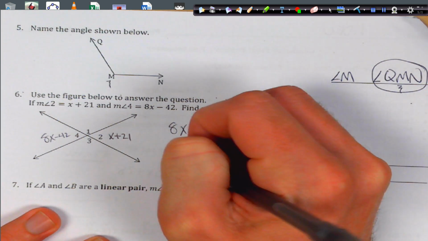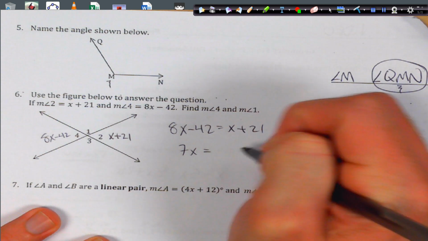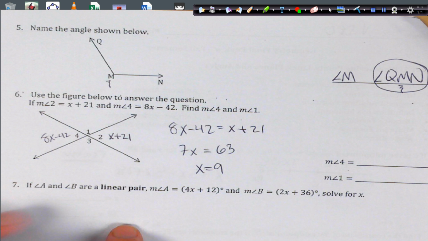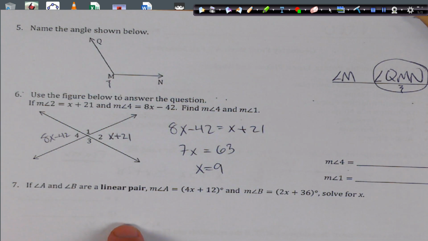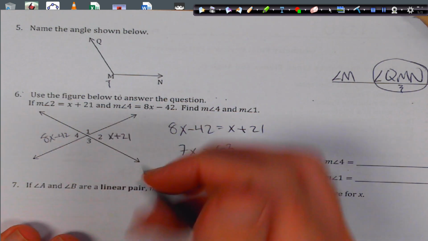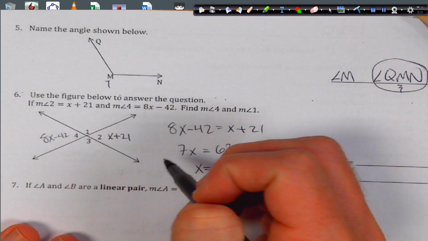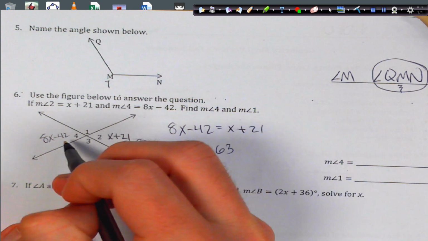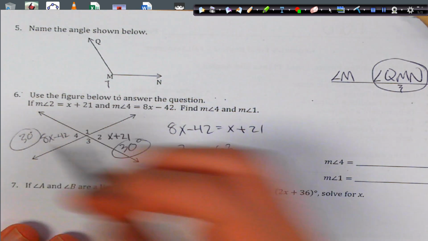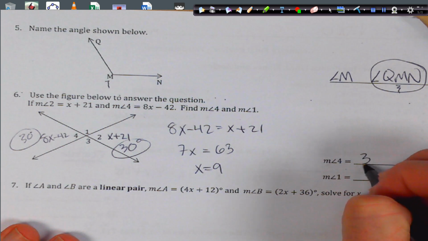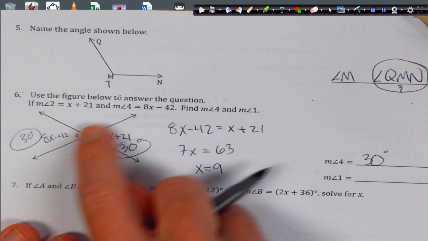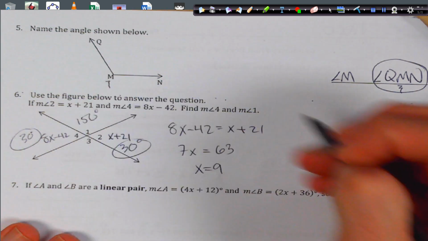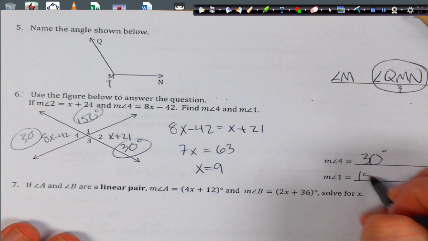Subtract that, you get 7x. Add the 42 over, that's going to be 63. Divide by 7, you get x equals 9. It didn't ask me to find x, that's just what we had to do. So angle 2 is going to be 9 plus 21, which is going to be 30 degrees. So that means this is also 30 degrees because angle 4 and 2 are vertical. And then 1 and 4 are a linear pair, so those have to add up to 180, so that means this would be 150. 30 plus 150 makes 180.